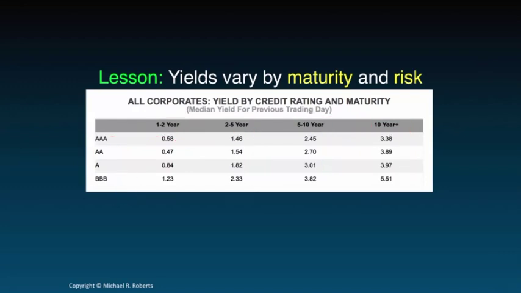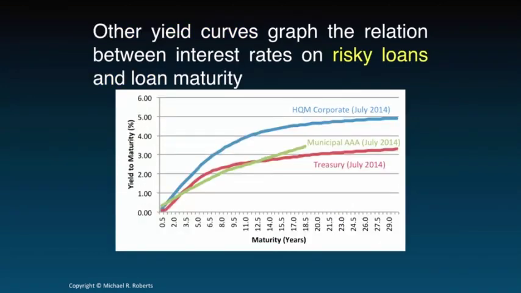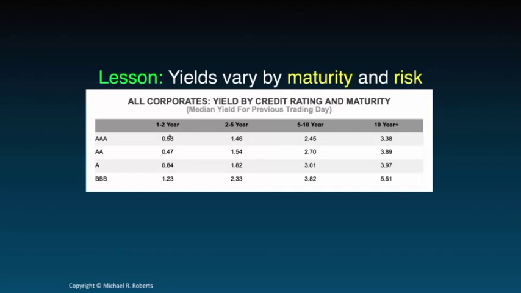The other thing to notice is that within a credit rating, say AAA, the yields or the interest rates are different. In this case, they're increasing, but as we showed a few slides ago, they don't always have to be increasing with maturity. They could be decreasing. The point is that they're different across the maturity spectrum.